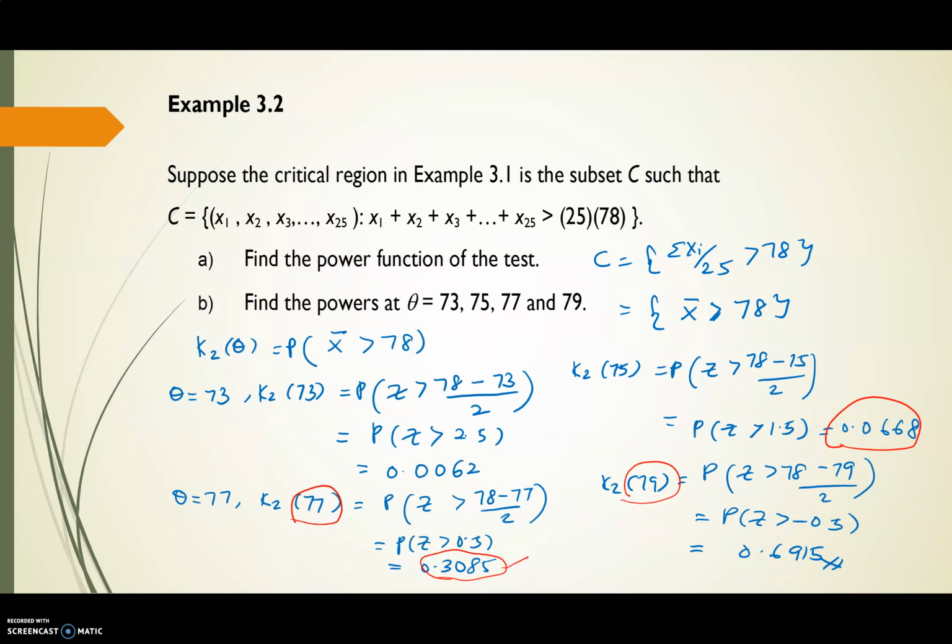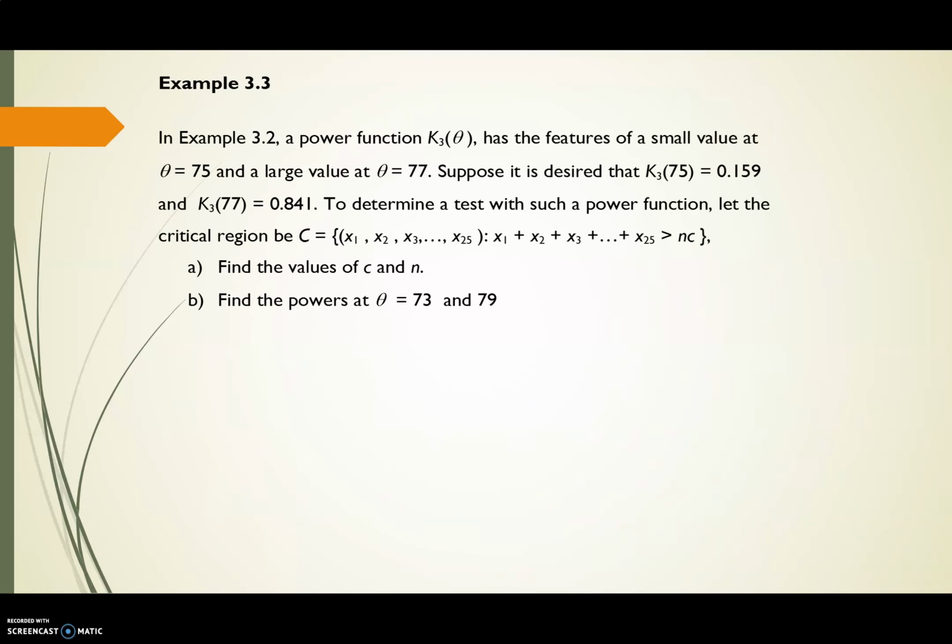Perhaps we can overcome this by trying another test. Let us consider the third example. In this case, we have a power function k3 of theta. We have theta equals 75 and also theta equals 77. We already have the probability 0.159 for theta equals 75 and 0.841 for theta equals 77. We would like to find the values for C and also n.